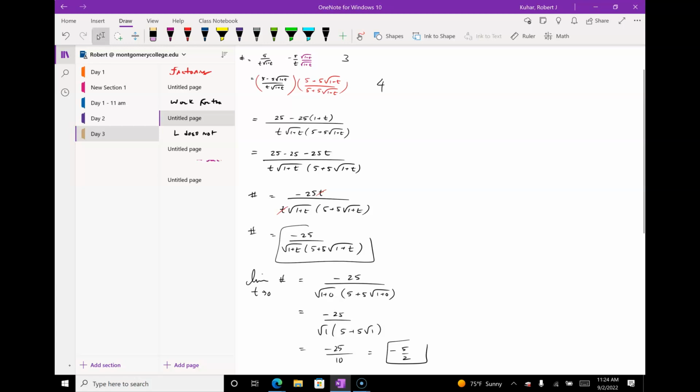So right here on line 3, notice I'm only working on that second fraction. Once I get line 3 done, I have in black on line 4 the LCD, but upstairs is a 5 minus 5 square root.